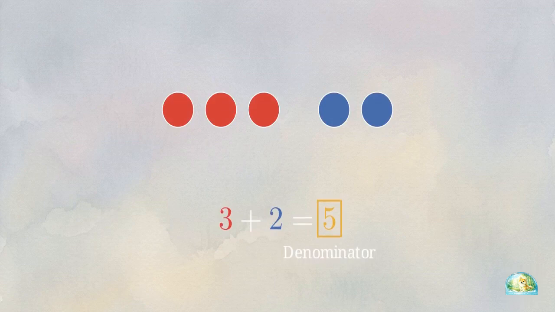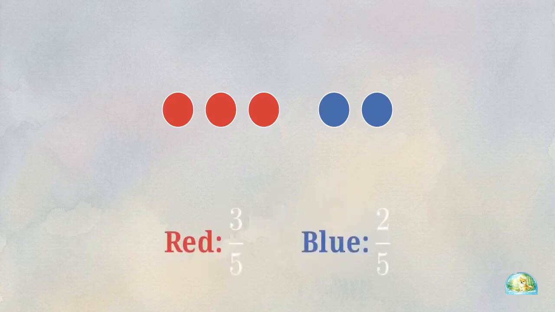Our first step is to count total outcomes. 3 red plus 2 blue equals 5, establishing our denominator. Next, we assign the specific fractions to each outcome. Red has a probability of 3/5 and blue 2/5. Now for the crucial check. We sum the fractions. 3/5 plus 2/5 equals exactly 1. The math checks out. Answer: red 3/5, blue 2/5.